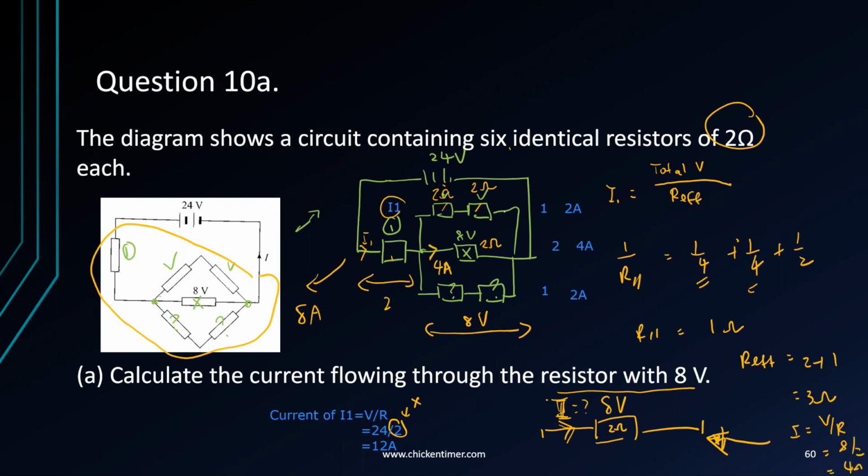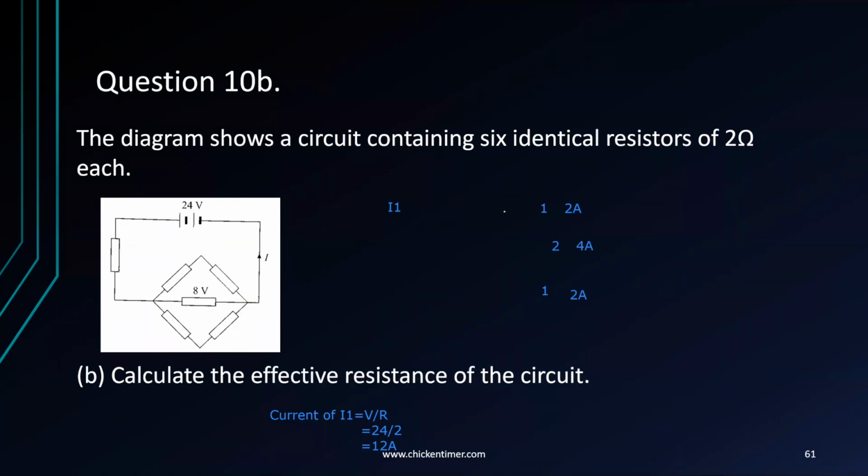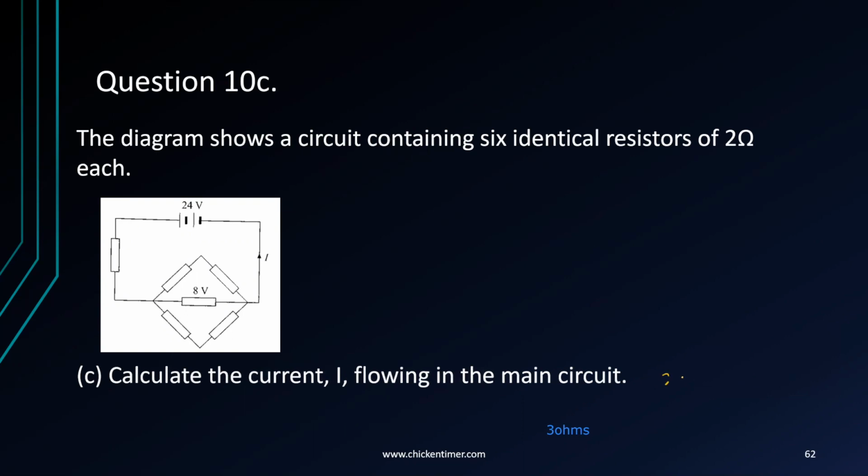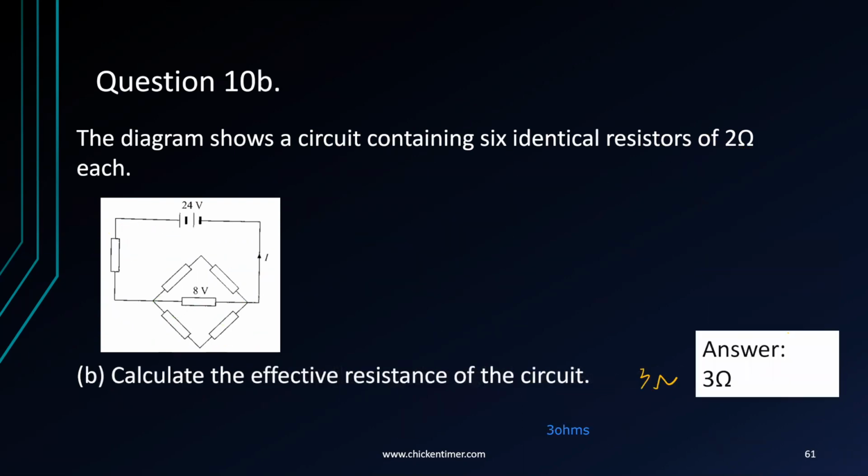Yeah. So we found the R effective is 3 ohms. See, the second part, they say calculate the effective resistance of the circuit. We found it is 3 ohms, right? Then they say the current flowing in the main circuit, it was 24 divided by 3. So it's 8 amperes, all from part 1. So we found that too.